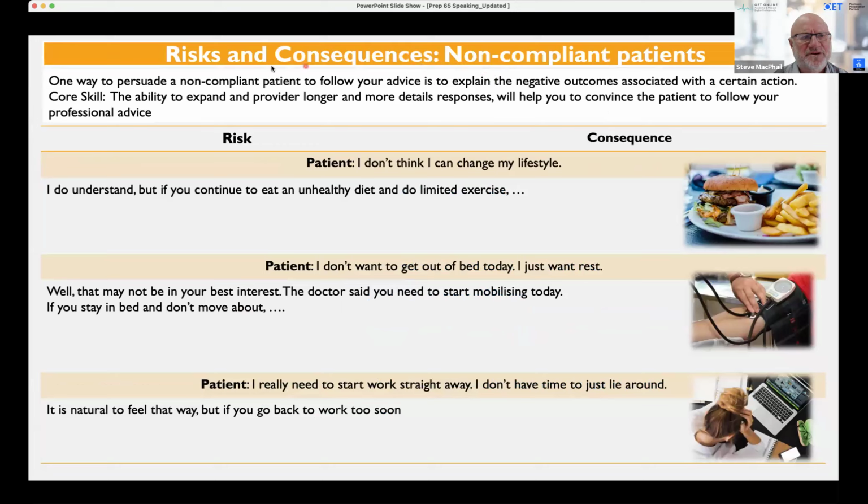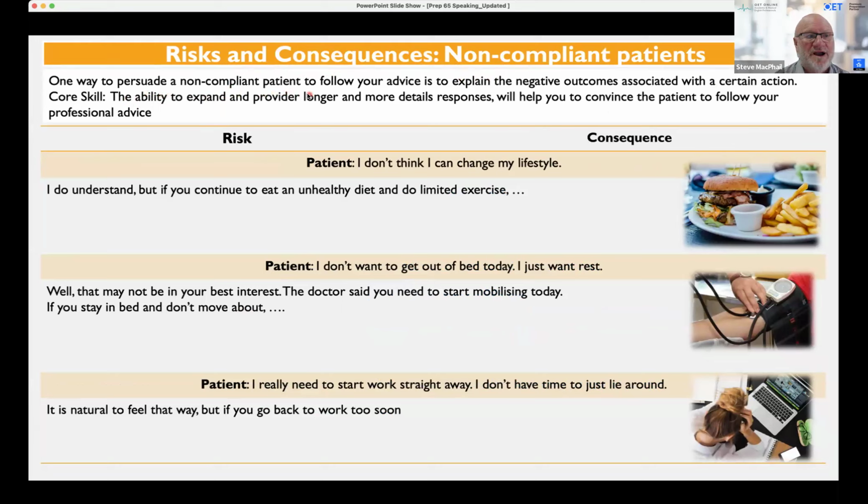Okay, now this one's a little bit different. This one's risks and consequences. And I'm introducing this one because you might get non-compliant patients that won't necessarily follow your advice. How do you deal with that?